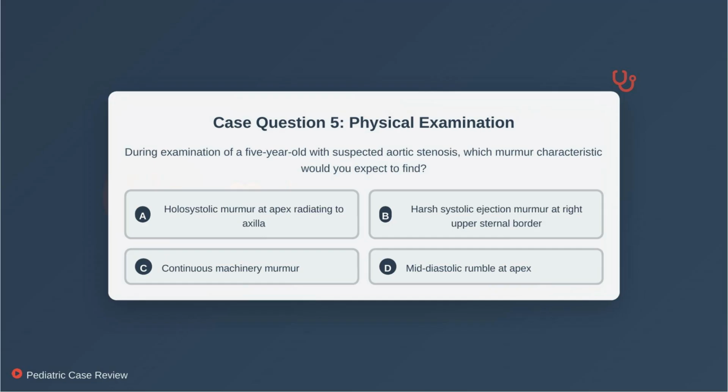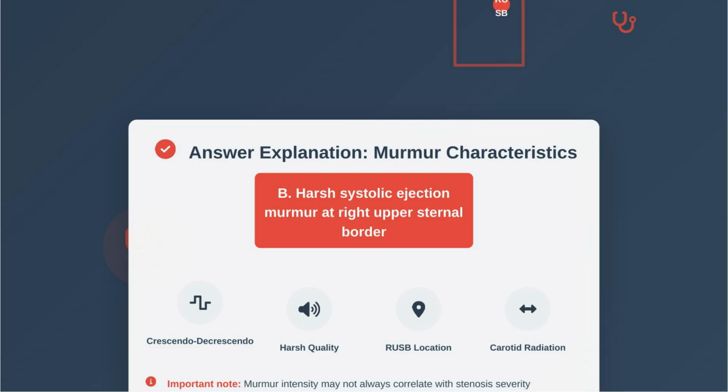During examination of a 5-year-old with suspected aortic stenosis, which murmur characteristic would you expect to find? A. Holosystolic murmur at apex radiating to axilla. B. Harsh systolic ejection murmur at right upper sternal border. C. Continuous machinery murmur. D. Mid-diastolic rumble at apex. The correct answer is B.